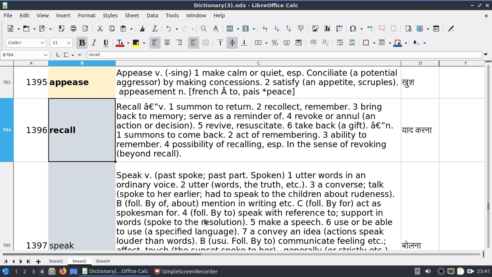She could not recall his name because it was already so many years. That means she was not able to remember his name. She was not able to recollect his name. Right. I vaguely recall seeing the film. That means I have seen the film, but I have very faint memory. So many years have passed, so I vaguely recall. Okay, so recall is to recollect or to remember.